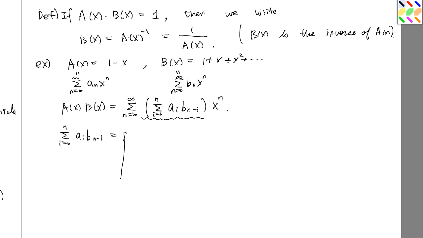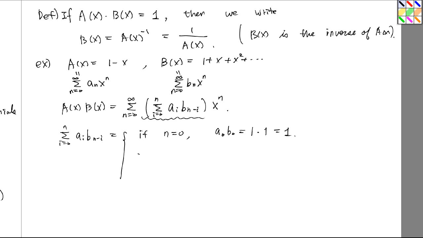If n equals 0, then i is from 0 to 0, so i must be 0. It's going to be a_0 and then b_0. And a_0 equals 1, b_0 is also 1, so it's 1. So the coefficient for the constant term, x to the 0, is 1.